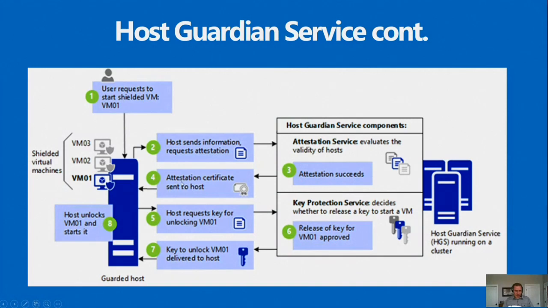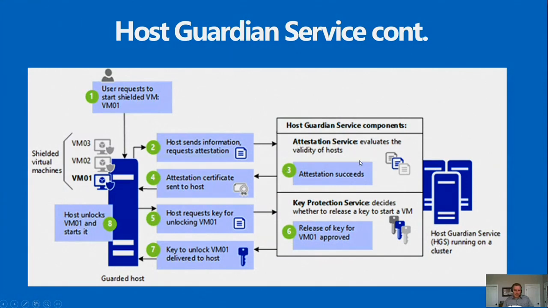And the attestation certificate is sent to the host in step 4. Step 5, the host requests keys for unlocking VM1. And that's sent over to the host guardian service. Key protection service decides whether to release the keys to start the VM. And number 7, the keys to unlock VM1 are delivered to the host. And step 8, it's powered on. It unlocks the host and starts it.